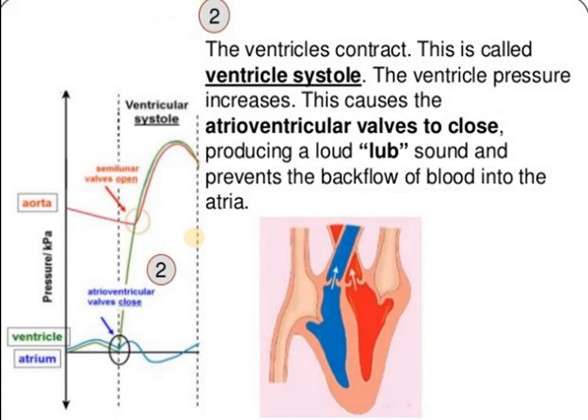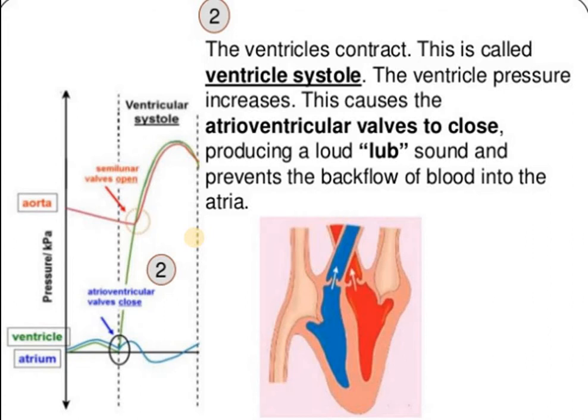This is the second stage where the ventricles have started to contract. This is called ventricular systole. The ventricular pressure increases. This causes the atrioventricular valves to close, producing a loud lub sound and preventing the backflow of blood into the atria. I told you in the first slide that whenever the ventricles contract, the bicuspid and tricuspid valves will close so that the blood does not go back into the respective atria but is only allowed to move forward into the aortic and pulmonary arch.